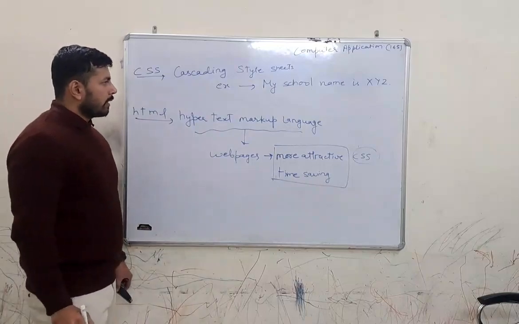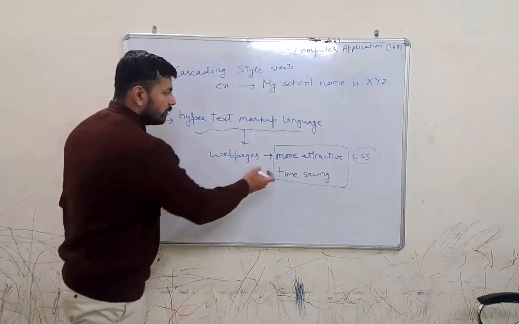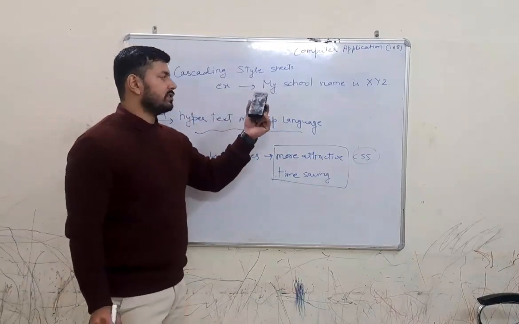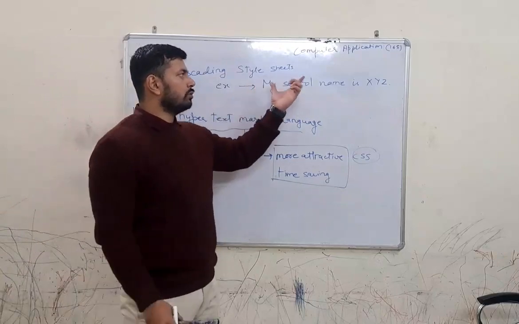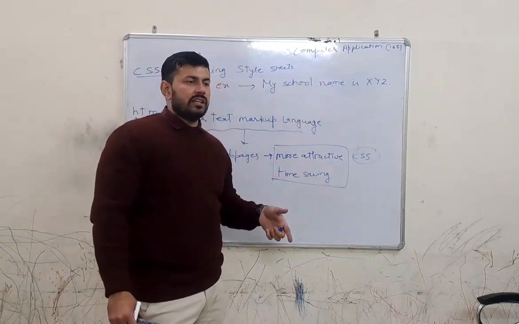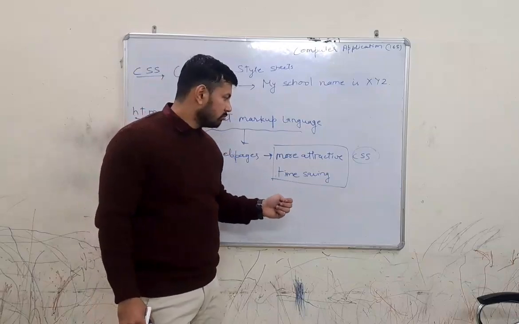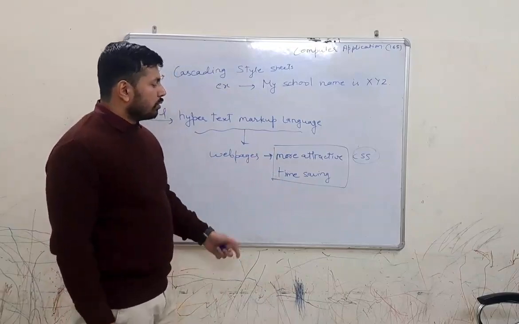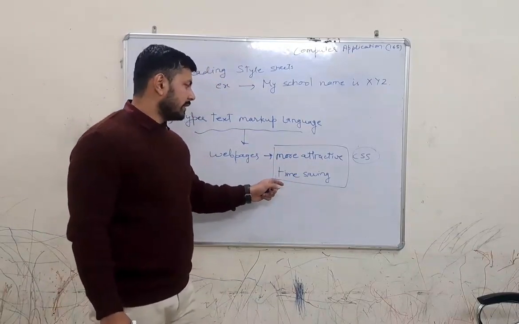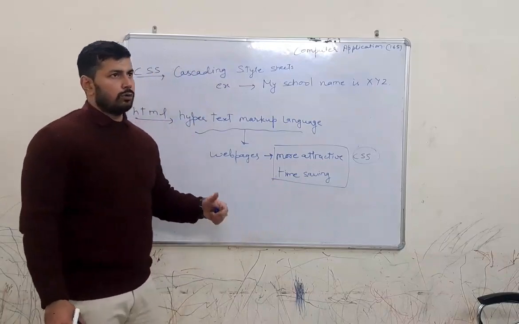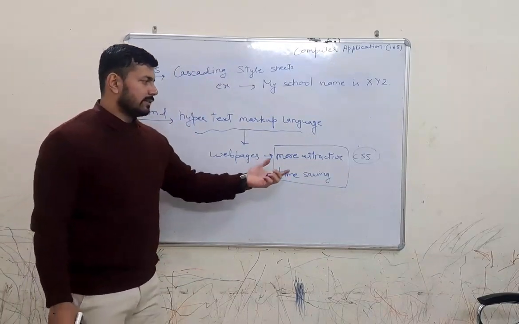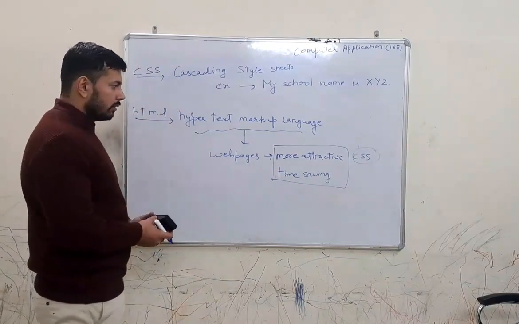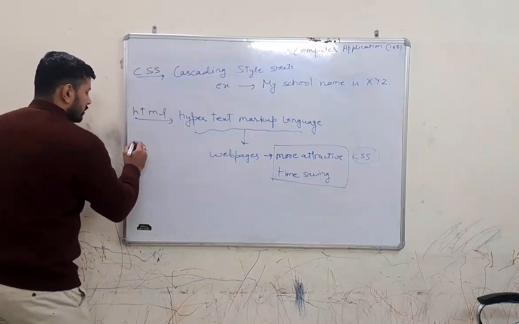Is it clear? How it makes pages more attractive is understood. Like I explained, if I want this content to appear on my web page in green color, CSS helps us make our web pages look more attractive. But what about the second point, time saving? How can I say that CSS is very time saving for the web developers who are making web pages?